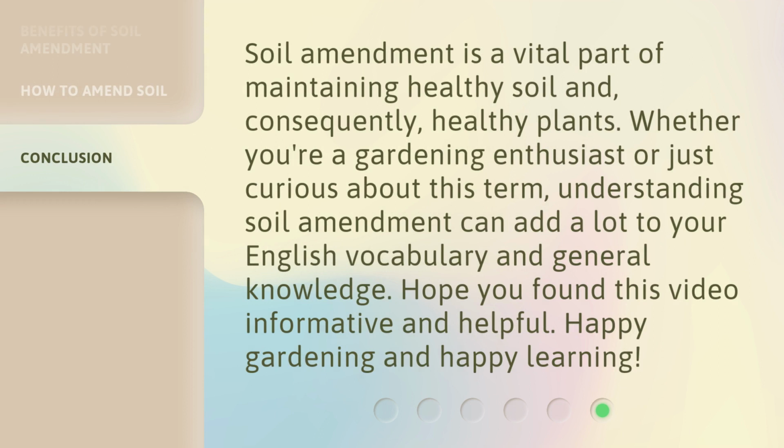Soil amendment is a vital part of maintaining healthy soil and, consequently, healthy plants. Whether you're a gardening enthusiast or just curious about this term, understanding soil amendment can add a lot to your English vocabulary and general knowledge.